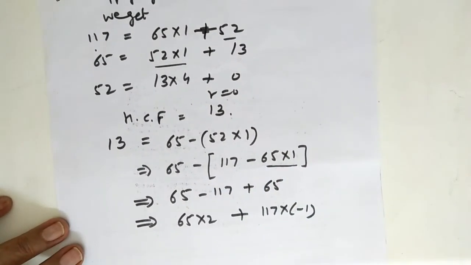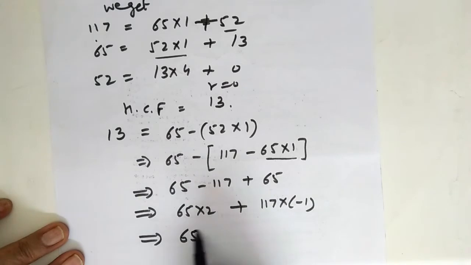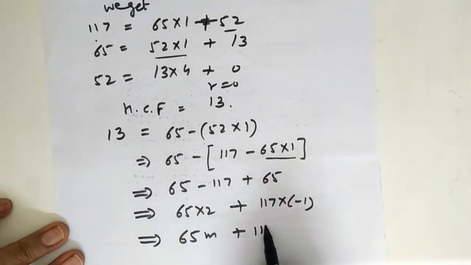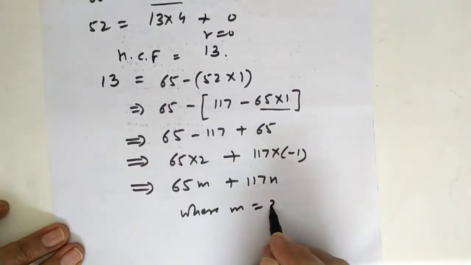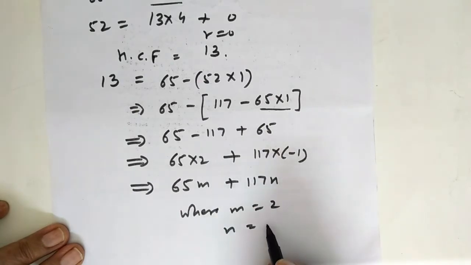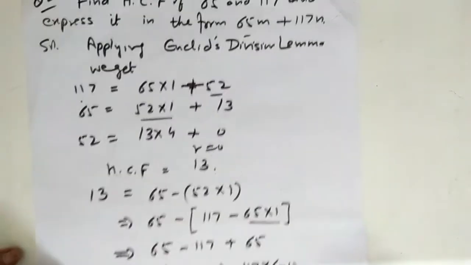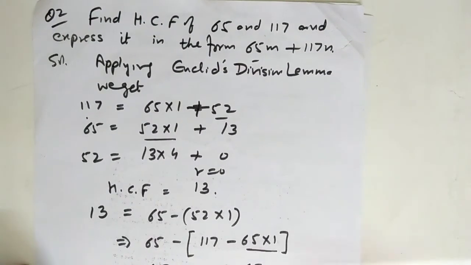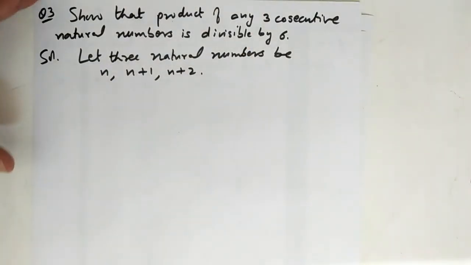I have to represent this in the form of 65m plus 117n, where m is equal to 2 and n is equal to minus 1. This was the representation of the HCF in the form of 65m plus 117n.